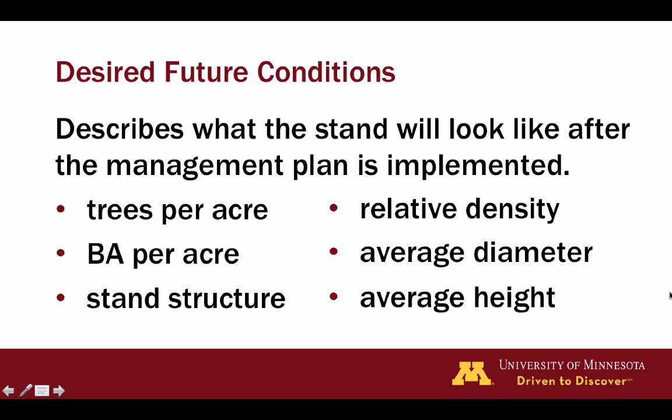So what is a desired future condition? It describes where your stand's going. So what in the future are you desiring? This can be structural attributes, so trees per acre, basal area per acre, relative density. And a really key component of this desired future condition is making sure there are enough metrics, enough numbers in there so you can actually quantify it. So did you actually meet your desired future conditions?